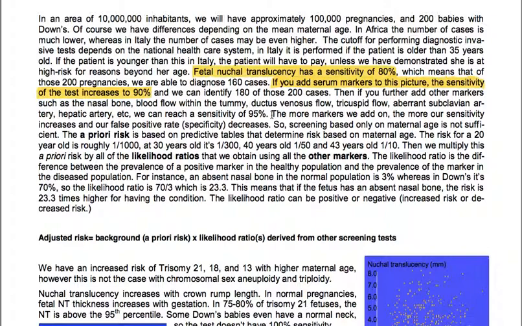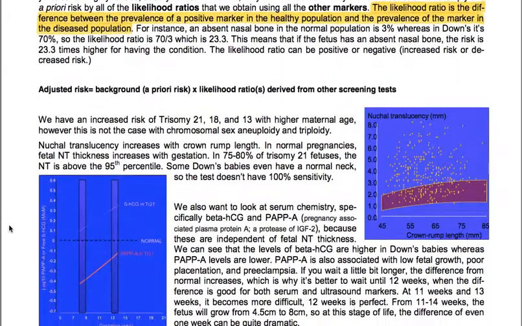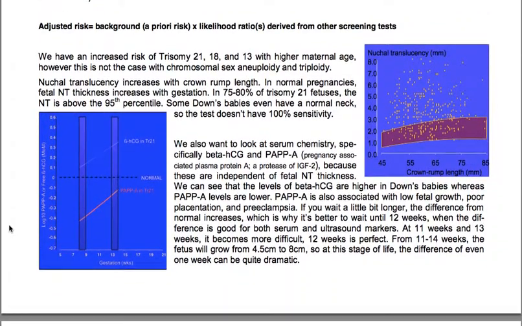Then we multiply this a priori risk by all the likelihood ratios that we obtain using all the other markers. Likelihood ratio is the difference between the prevalence of a positive marker in the healthy population and the prevalence of the marker in the diseased population. For instance, we have an increased risk of trisomy 21, 18, and 13 with higher maternal age. However, this is not the case with chromosomal sex aneuploidy and triploidy.